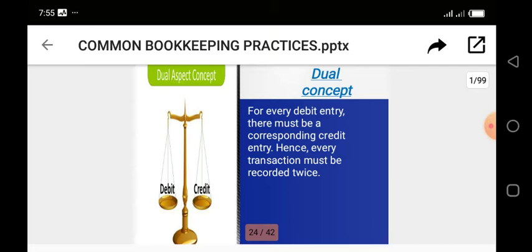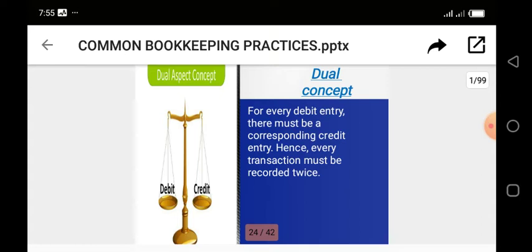It is called the golden rule of accounting. And that is why your debit side must be equal to your credit side. They must balance. If it does not balance, it shows that there's something wrong somewhere. So take note of this: every debit entry must have a corresponding credit entry. It is a golden rule in accounting. Every transaction must be recorded twice.